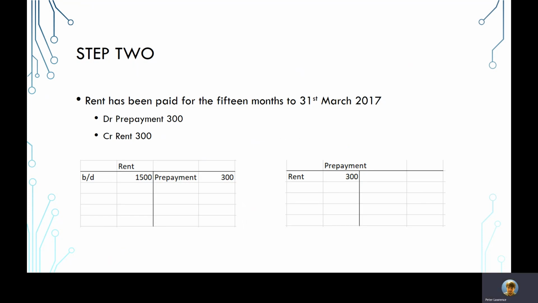Next one, rent has been paid for 15 months to the 31st of March 2017. I know my dates are old, but it's a good example. So where there are 15 months, obviously our financial years are only 12 months. So we've paid £300 too much. If the total rent was £1,500, divide that by 15, times it by 3 for the extra months, and we've got a prepayment of £300. So we will credit our rent account and we will debit our prepayment account.